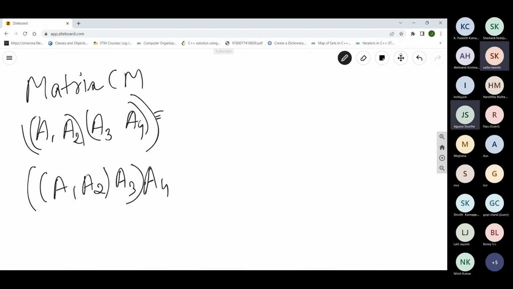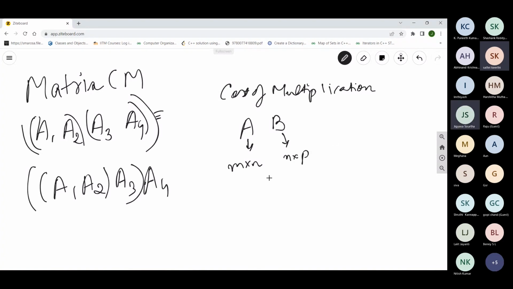Actually, no. So what is meant by cost of multiplication of matrices? If you have two matrices A and B of dimensions m cross n and n cross b, then the cost of multiplication of A and B will be m cross n cross b, which is the total number of element multiplications to be performed while multiplying the matrices A and B.